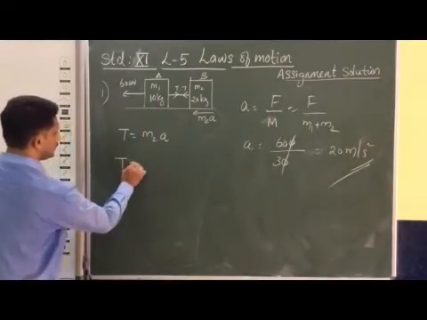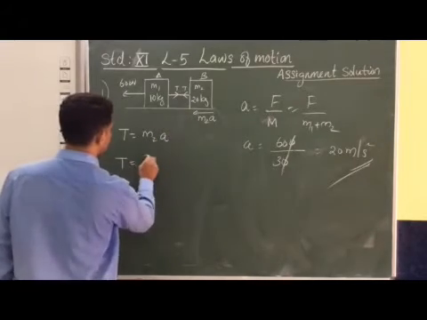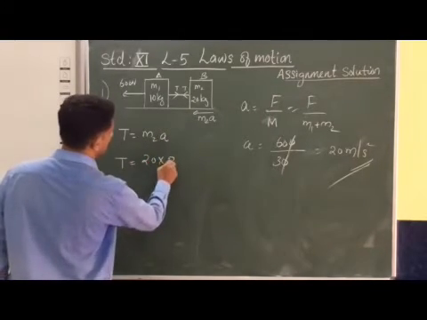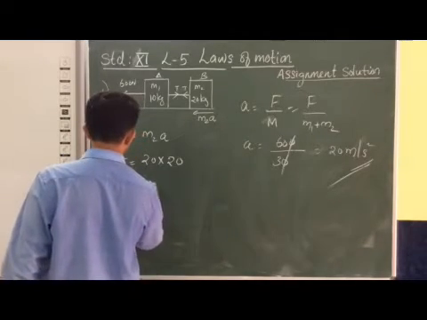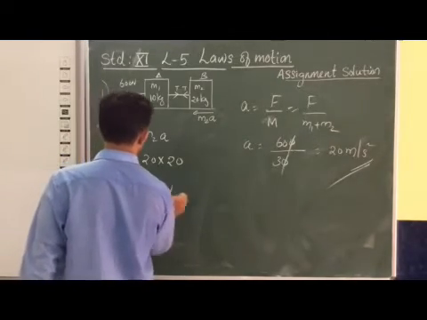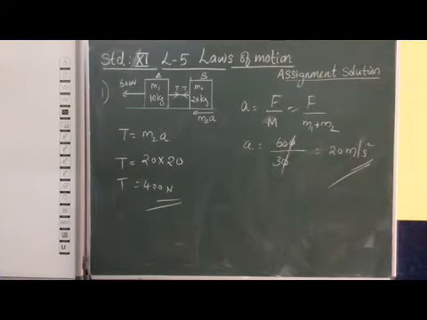So we can find the value of tension. Tension is equal to 20 into 20. That means in the first case tension is coming as 400. You can see that. So this is the tension acting in this case.